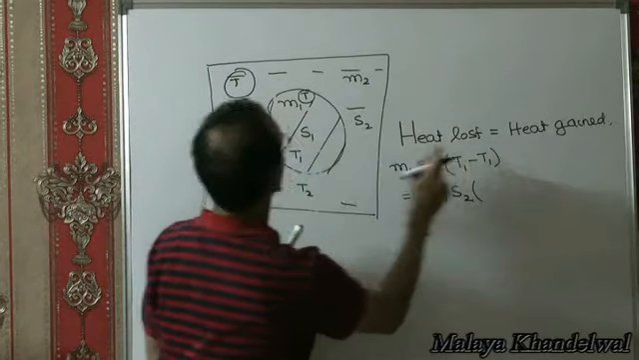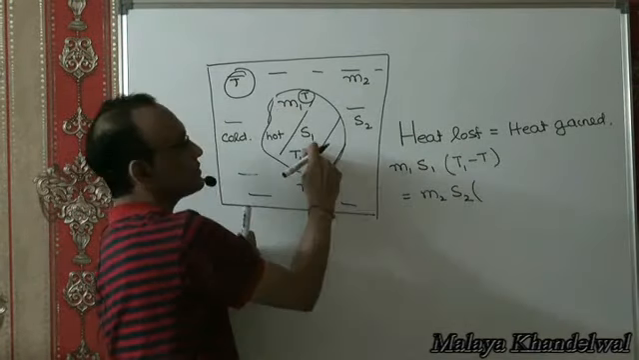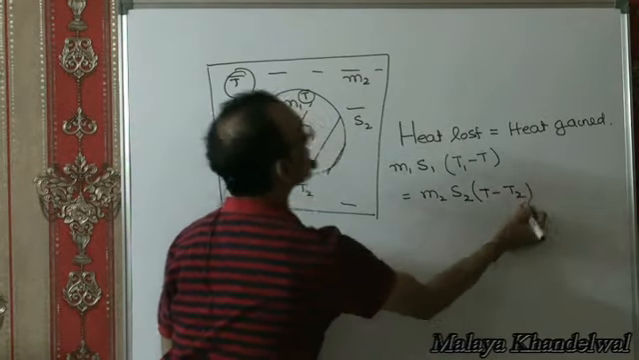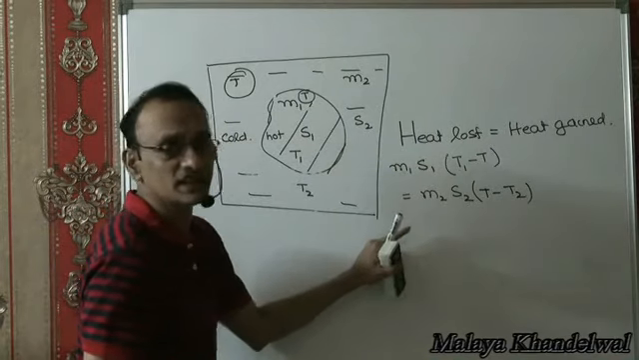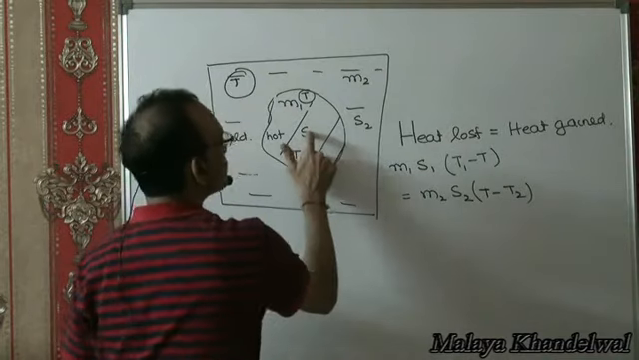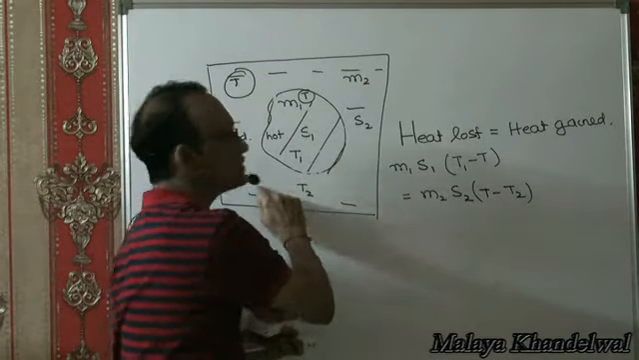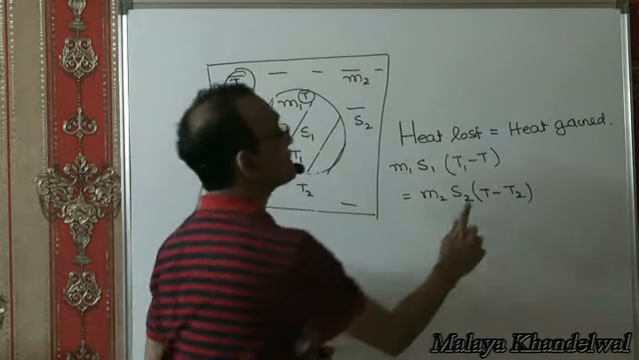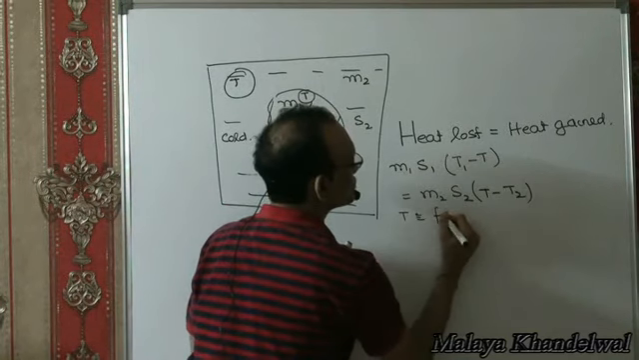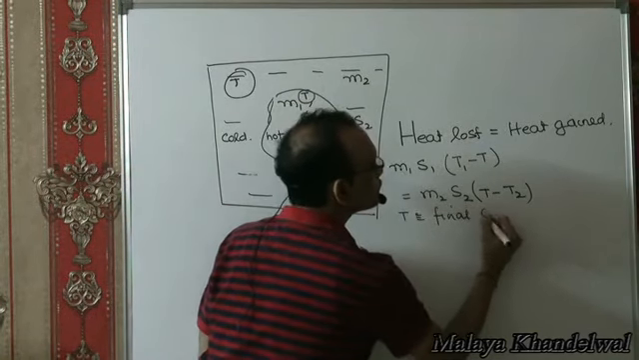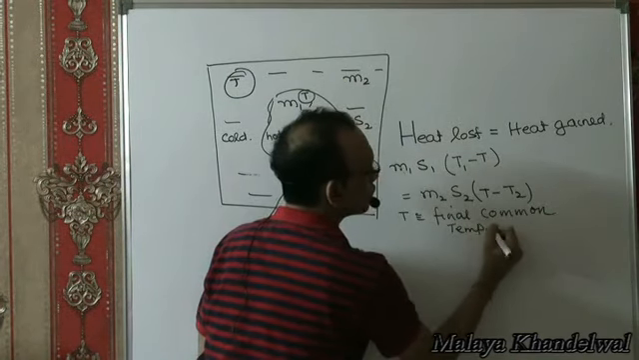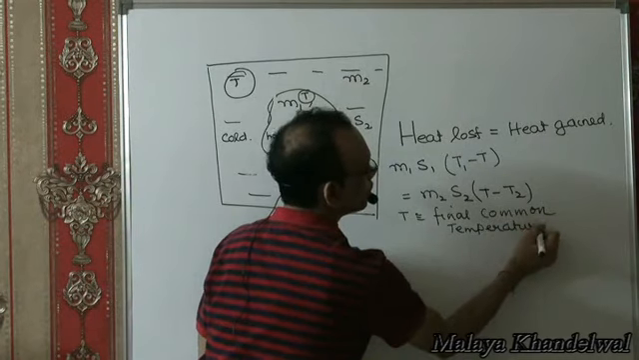Sorry, this is T1 minus T, right? T1 minus T, and this is T minus T2, the gain of temperature of this. So heat lost is heat gained. Heat lost is mass into specific heat into decrease of temperature for this. Heat gained is mass into specific heat into increase of temperature for this. T is the final common temperature of the two. Right?